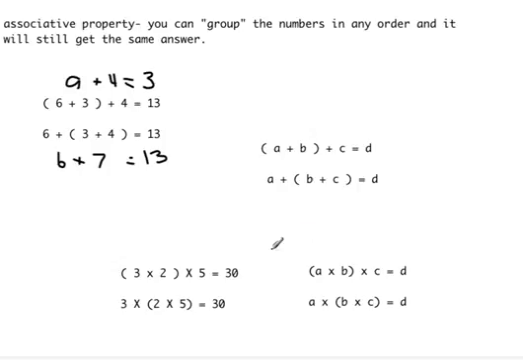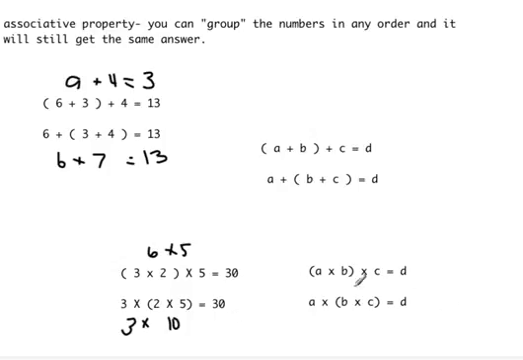It works for multiplication as well. If I do what's in parentheses first, 3 times 2 is 6. So now my new problem is 6 times 5, and I get 30. If I put the parentheses around the second set of numbers, I'm going to do 2 times 5 and get 10. So now 3 times 10 is still going to be 30.